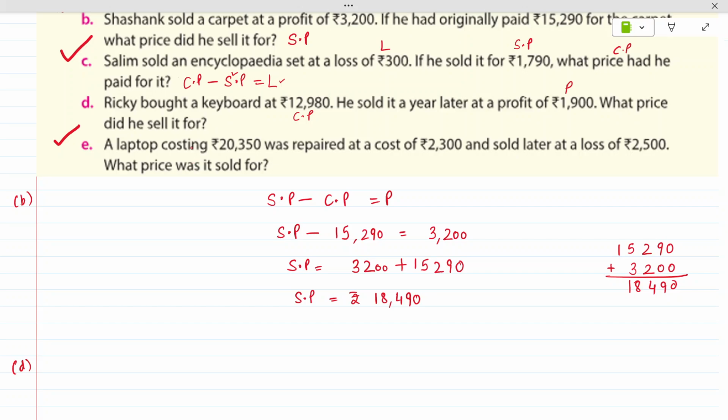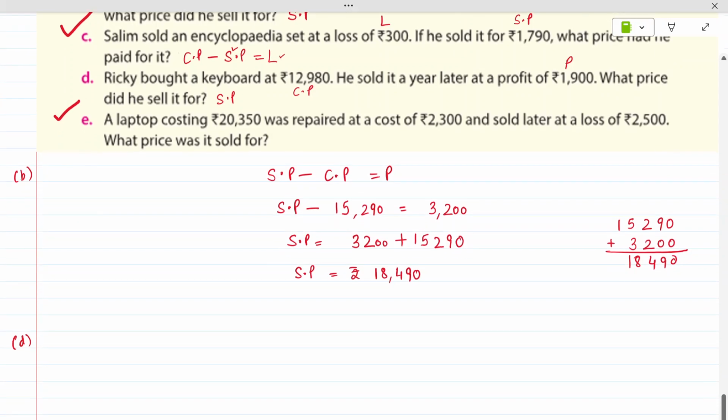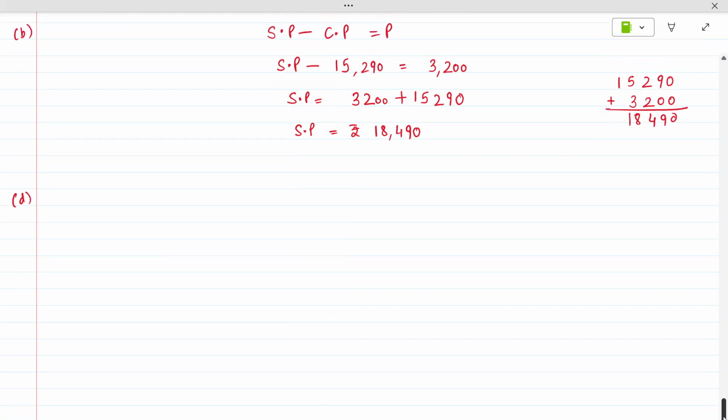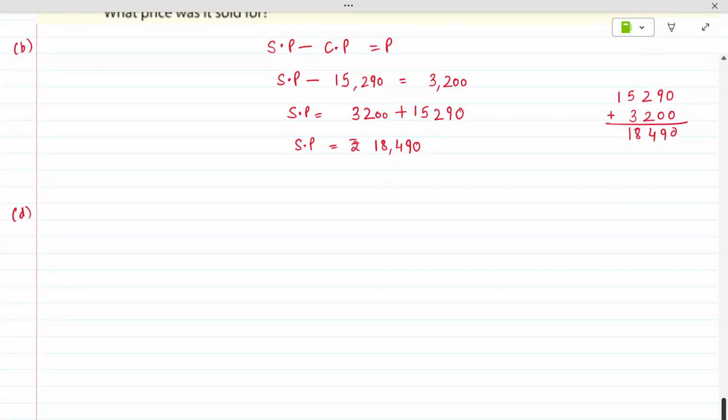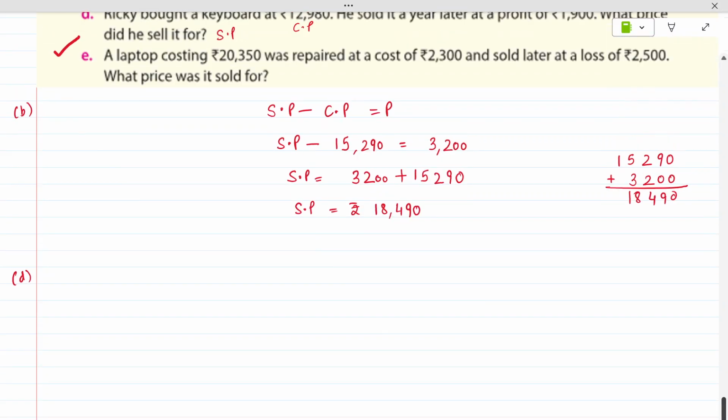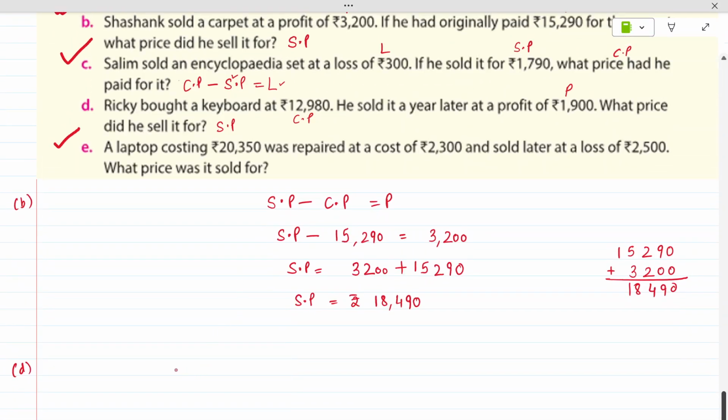Now, what price did he sell it for? So what we have to do is find out the selling price here. So how can we do this? It's a case of profit. I'm writing here. It's a case of profit, kids. So same formula: SP minus CP is equal to P. SP is what we have to find out.